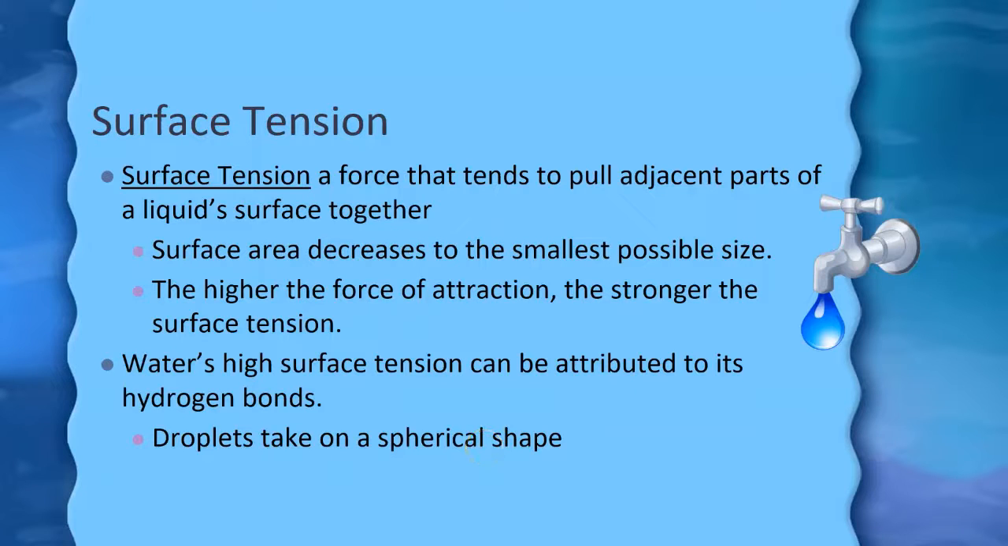And if you can think about that network of interactions in water, you can start to think about why water has such a very high surface tension. Remember, surface tension is a force that pulls the surface close together. It wants to be the smallest size it can be. So the higher the force of attraction between molecules, the stronger its surface tension can be, which means since water has such a very high surface tension, it's because of its very strong intermolecular forces.